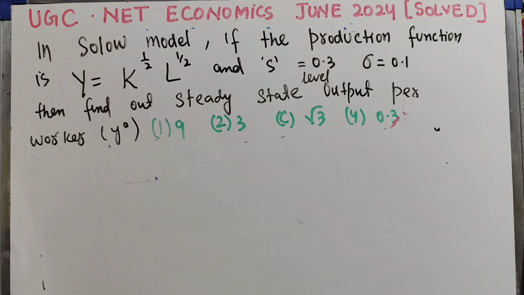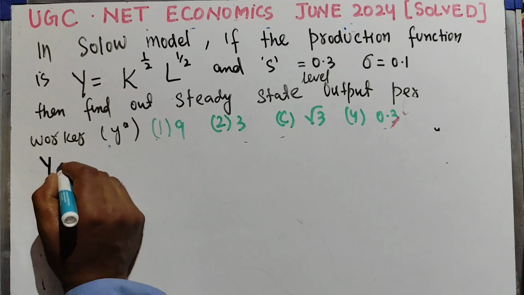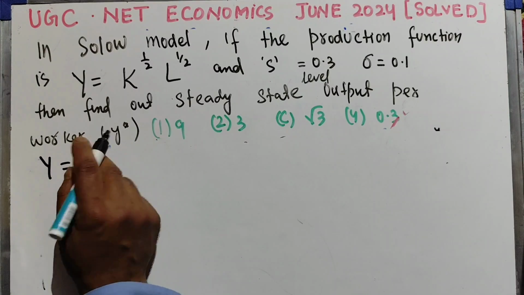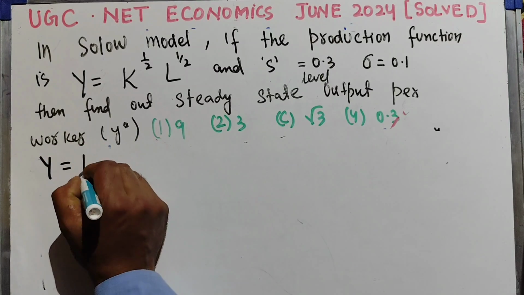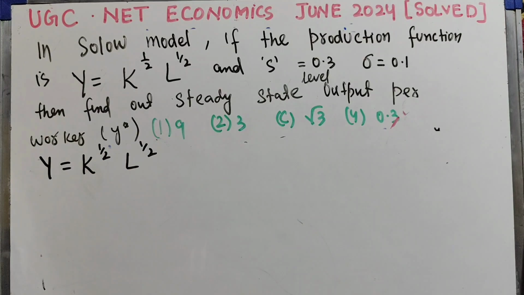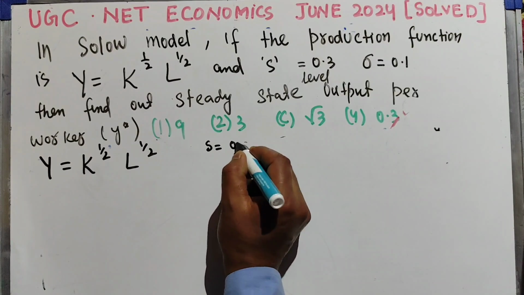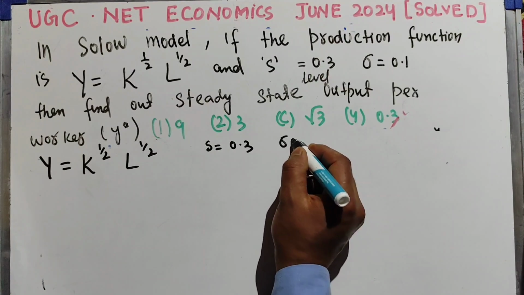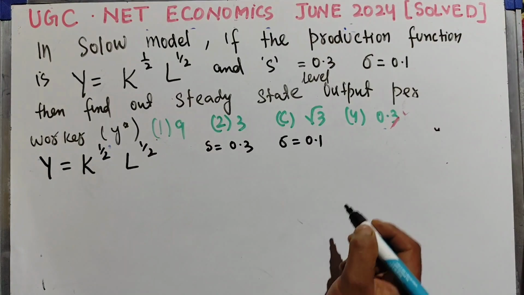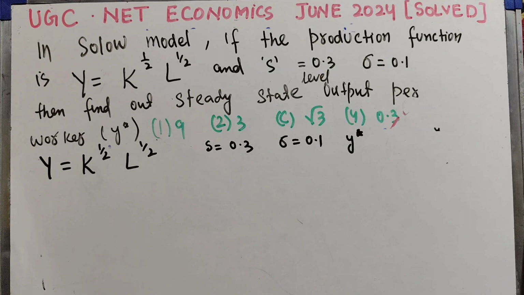Okay, so what are we being given? We are being given the production function, that is y equals k, the capital K, raised to the power 1/2 times L raised to the power 1/2. This is our production function. Savings are given as 0.3 and the depreciation rate is 0.1. We need to find out the output per worker at steady state level.